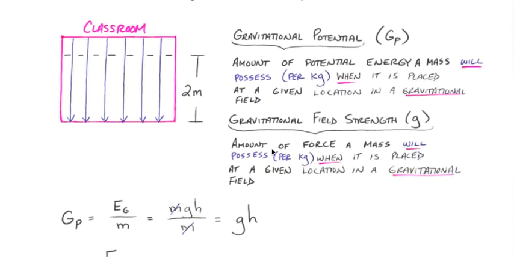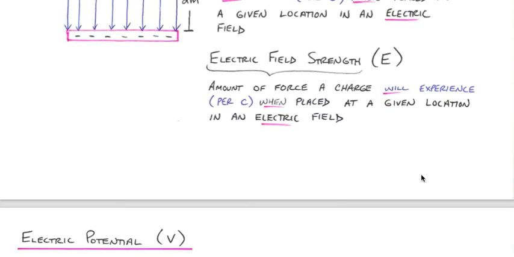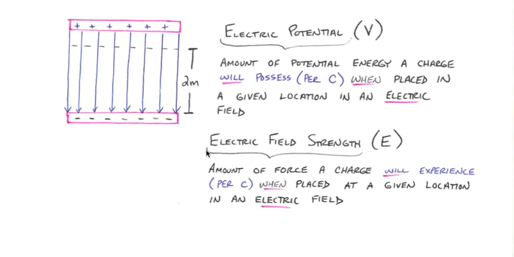Well, gravitational field strength is the force that a mass will experience per kilogram when placed in a gravitational field. So the electric field strength is quite simply the amount of force, still force, a charge will experience per coulomb when placed at a given location in an electric field. So the concepts are identical, but again, we're just talking about charge instead of mass. That's the only difference between these two.